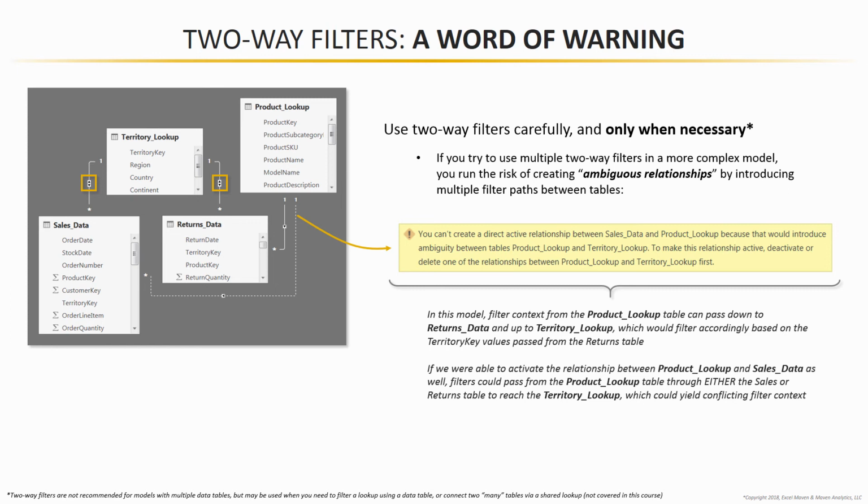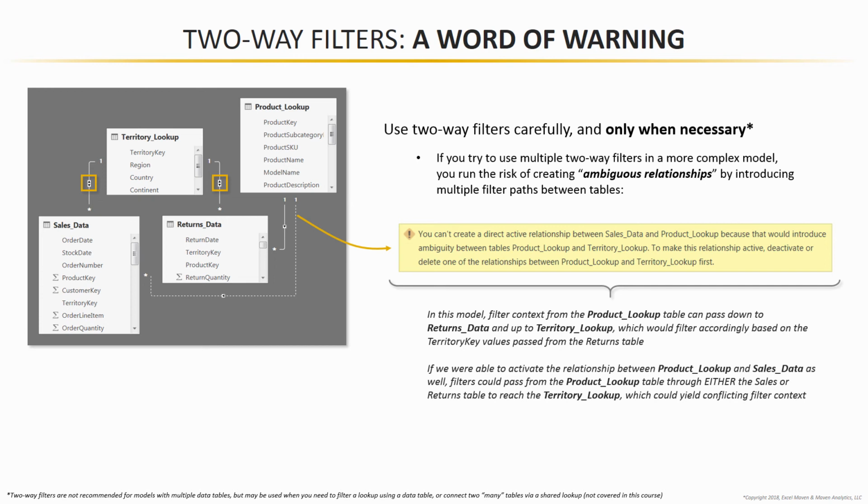Now, shifting gears to the relationship between the product lookup and the sales table, let's go through that similar thought process here. Imagine we could also activate that relationship. That way we can say, all right, product name is racing helmet. Let's allow that filter context to flow down to the sales data table, just like it flowed down to returns. Except now this time the sales data table is going to collapse and filter down to only rows showing records where that racing helmet was sold.